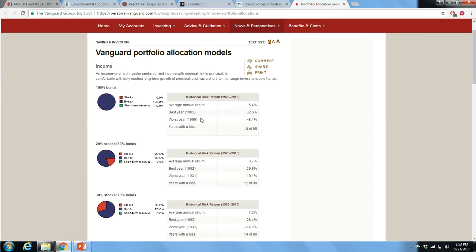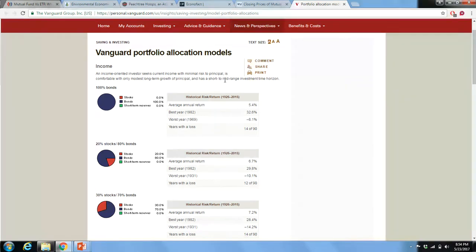Income funds are for the income-oriented investor. They have minimal risk, and it's because you expect a modest growth in the fund. You don't really care about the price of the index going up or the fund going up, but you care about them paying you timely income streams. And so this has a short investment time horizon.